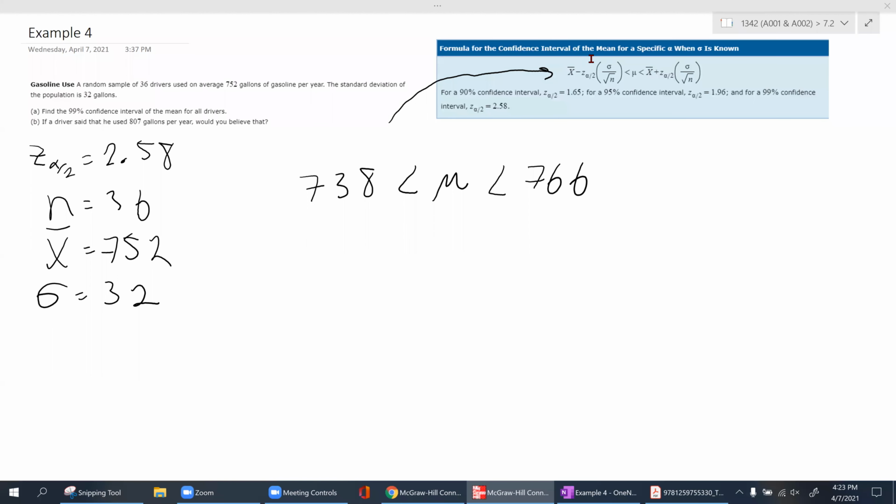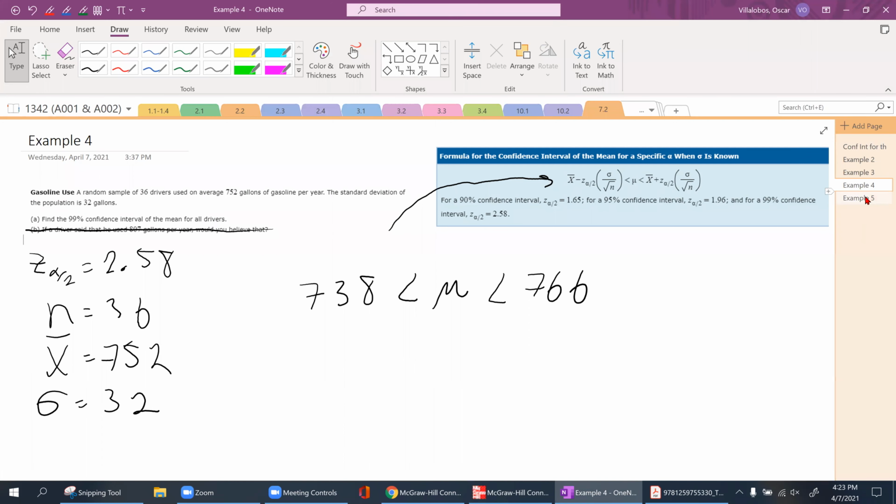And for this question here, you won't be asked this specific question. You don't have to worry about this one. So very nice. Let's go ahead and move on to example 5.